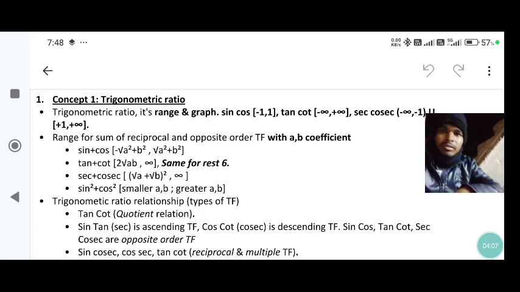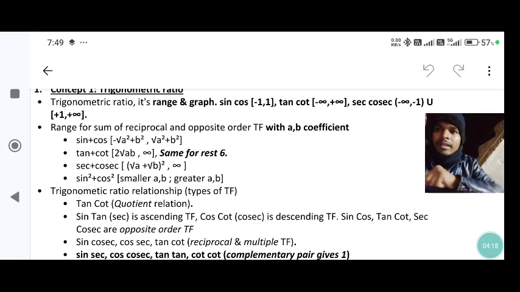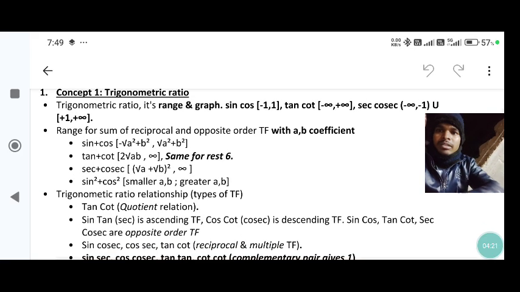Now coming back to concept 1, trigonometric ratios. First of all, sin theta, cos theta, tan, cot, sec and cosec. These are the trigonometric ratios, and you should know each individually, and its range and graph are important. The range of sin and cos theta is -1 to 1. For tan and cot it is -infinity to infinity, taking the whole y-axis. And for sec and cosec theta, it does not take values between -1 and 1; it takes the rest of the graph.